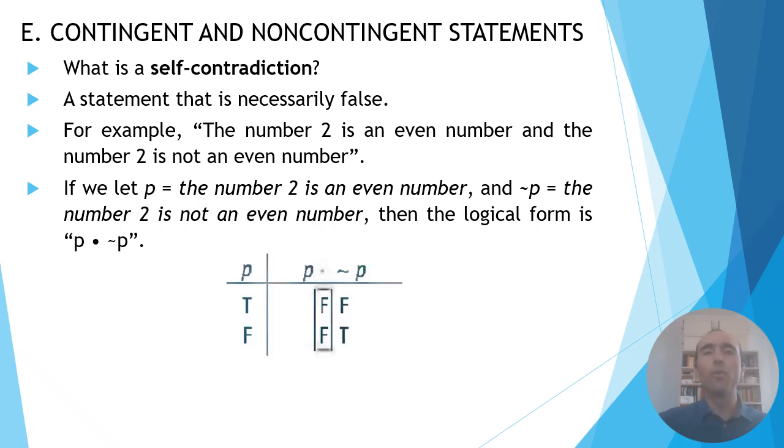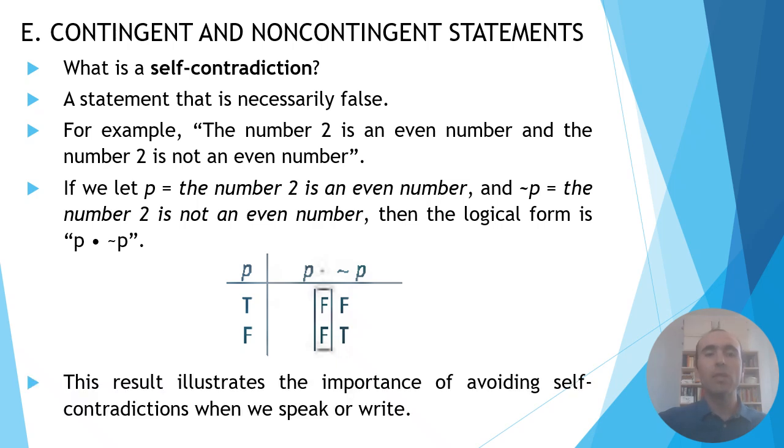This is the truth table for this compound statement. The first row is false because the negation of P in the first row is false. That is the second conjunct. And in the second row, the conjunction is false again because P in the second row is false. So that makes the conjunction false. This result illustrates the importance of avoiding self-contradictions when we speak or write, because they will always be false statements.